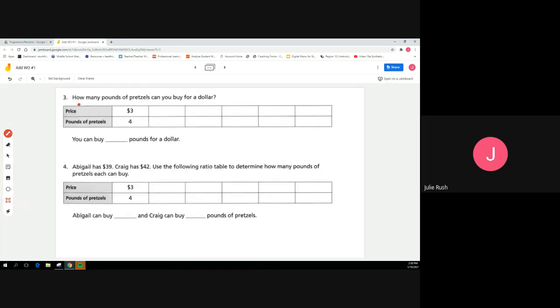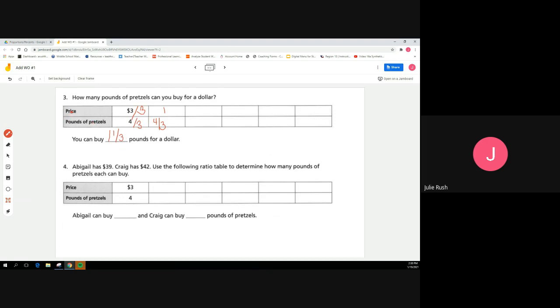All right, question 3. How many pounds of pretzels can you buy for $1? Okay, so now I just want my dollar here. And guys, I just divided by 3. So if I divide 3 by 3, I get 1. And then I divided 4 by 3. So I can get 4/3 of a pound. So really you could just write it as a fraction, or you could write it as 1 1/3 pounds, okay? But because it's not money, I don't have to have it in a decimal form. And that's a repeating decimal anyway.